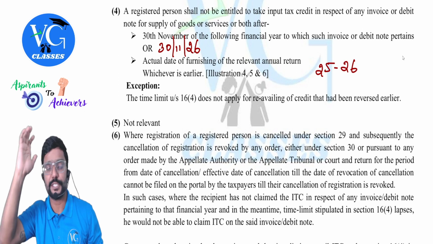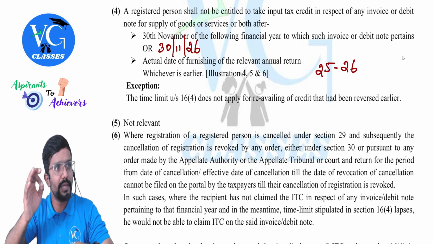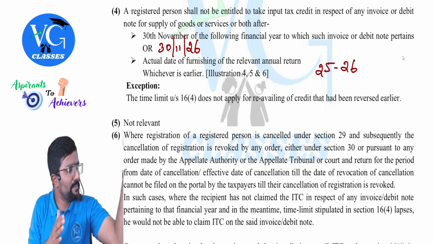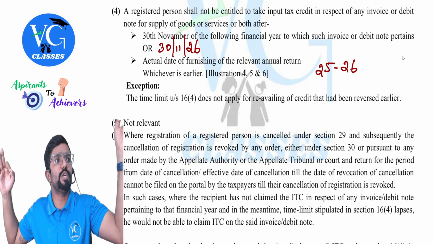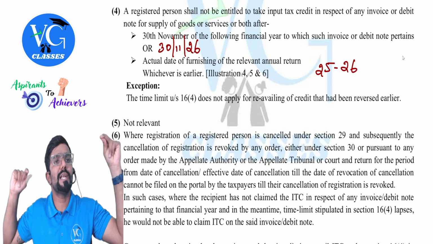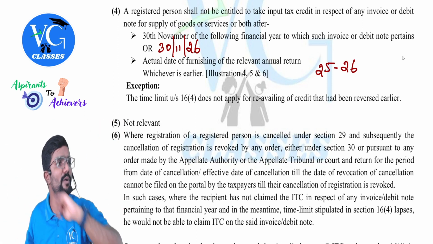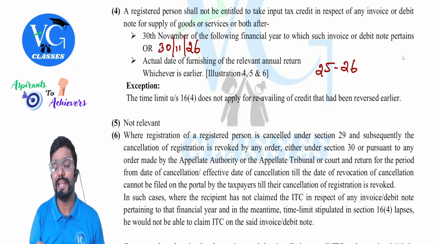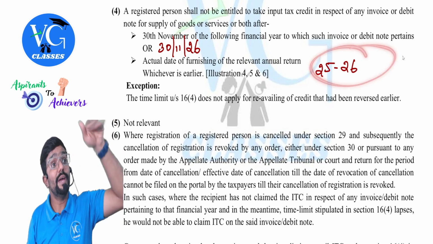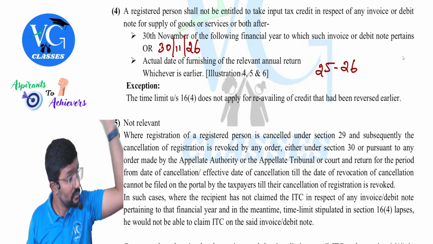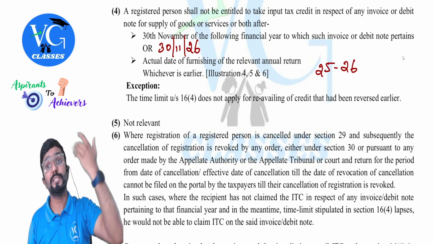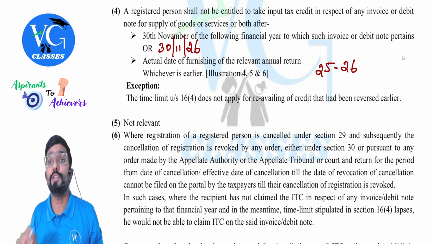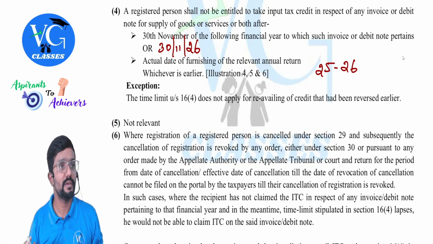Got it? I repeat. For any invoice issued in this year, that is from 1st April 25 to 31st March 2026, you can maximum claim the credit within what time? 30th November of next year. Or, for this year, you will file an annual return. 3B is different. There is one more annual return. GSTR-1 and 3B are monthly, or if you are following QRMP, quarterly.